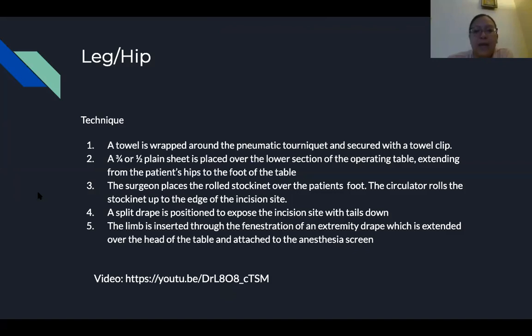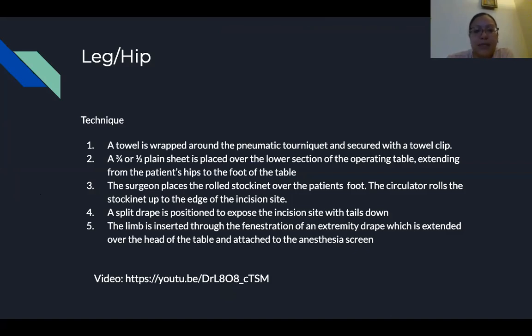So if a pneumatic tourniquet is needed, then a towel is wrapped around the pneumatic tourniquet and secured with a towel clip. A 3/4 or 1/2 plain sheet is placed over the lower section of the operating table, extending from the patient's hips to the foot of the table.